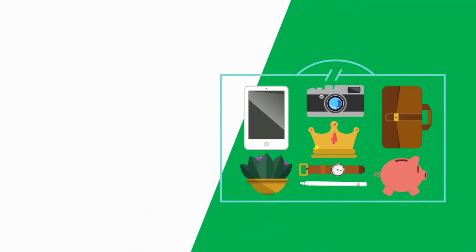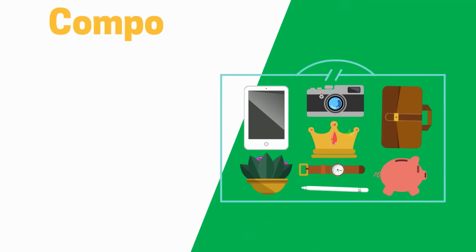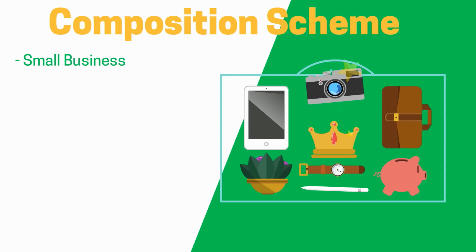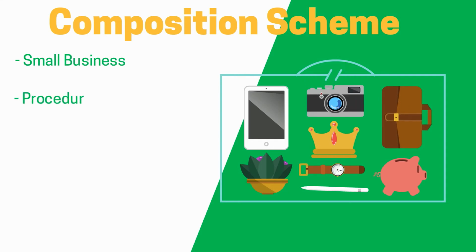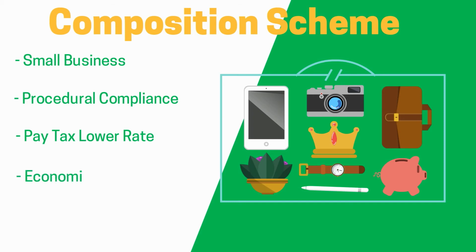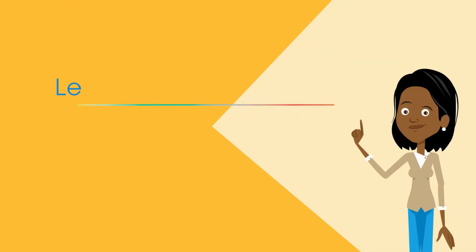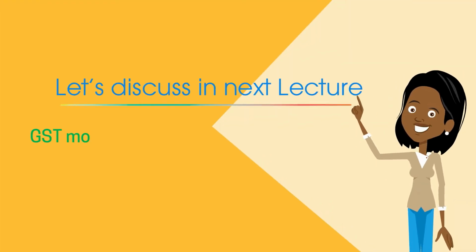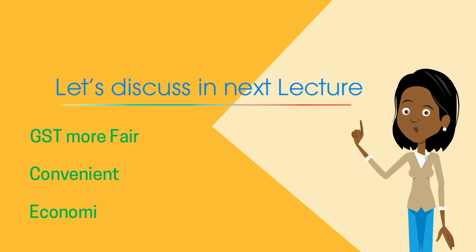These are not the only benefits available under GST, as it also introduced the concept of composition scheme, under which small businesses are given an option to go for lesser procedural compliances and pay tax at lower rates. This helps achieve the requirement of taxation system being economical and convenient. Let's discuss in the next lecture how composition schemes make GST more fair, convenient, and economical for the taxpayer, and what factors influenced the decision of enrollment under this scheme.